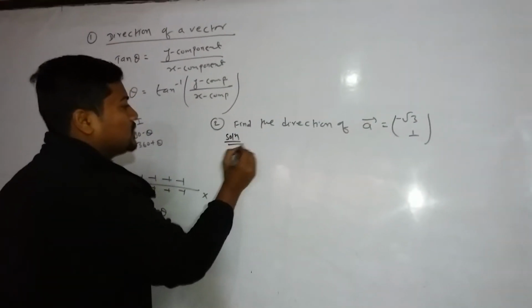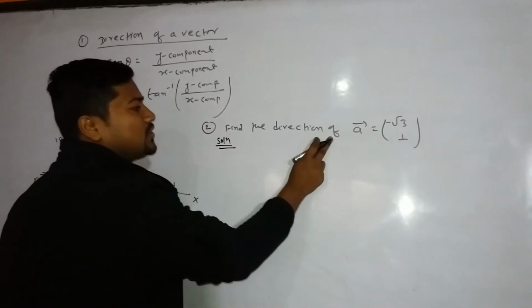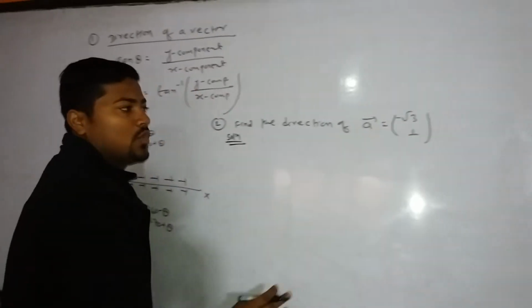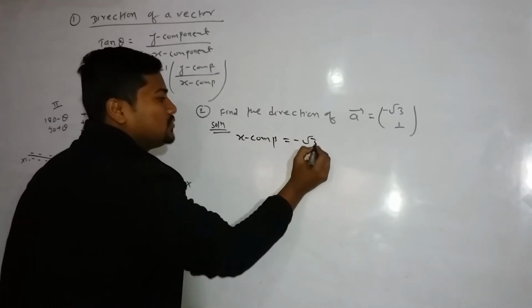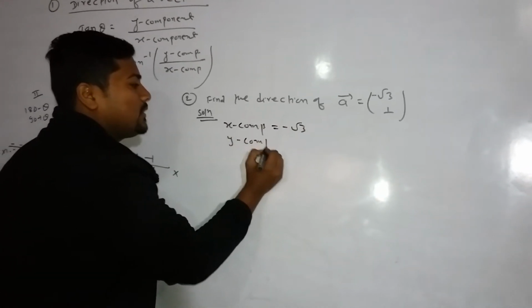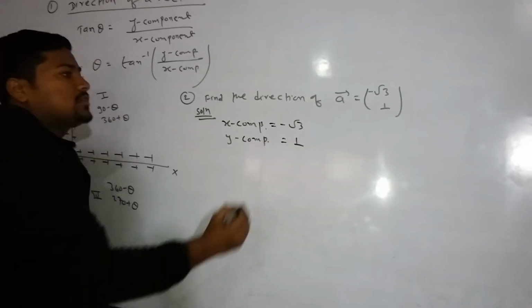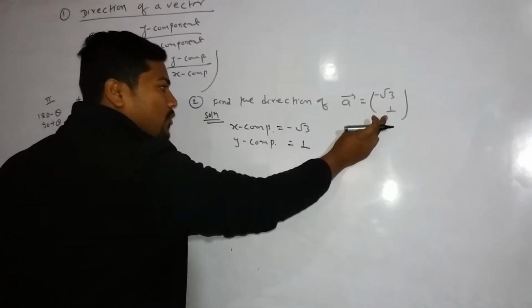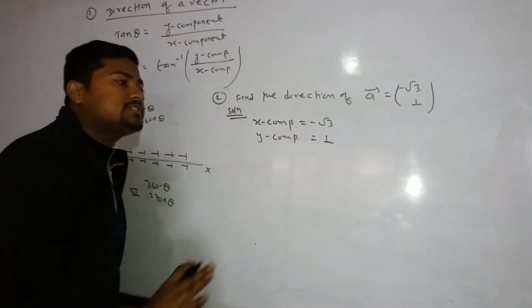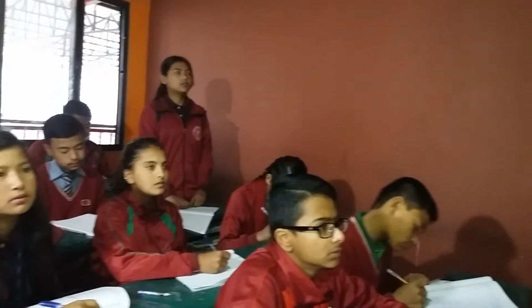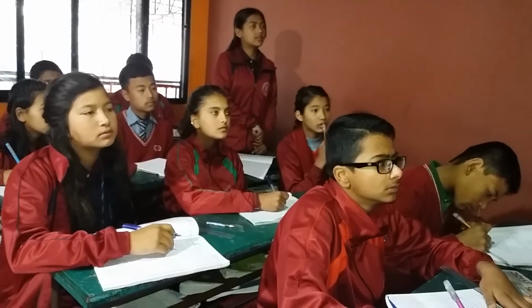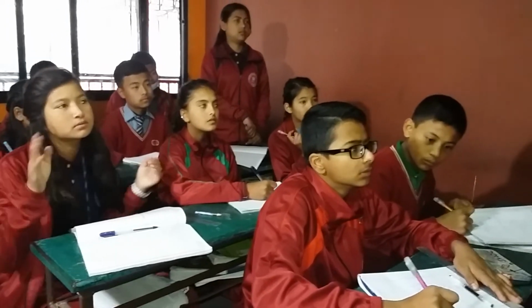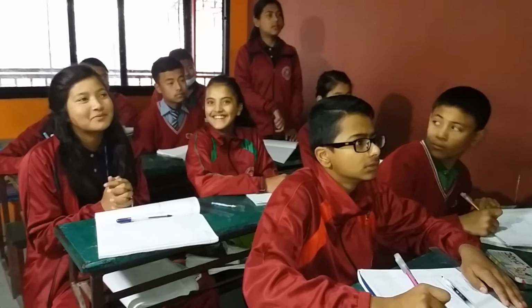Question number 2. Find the direction of the vector minus root 3, 1. Here what is the x component given? The x component is minus root 3. What is the y component given? 1. So first of all, for minus root 3 and 1, which quadrant does it lie in? That question I am going to ask Rita. Rita, here the x component is negative, the y component is positive. Which quadrant does it lie in? Second quadrant. Yes, it lies in the second quadrant. Second quadrant means 180 degrees minus theta.